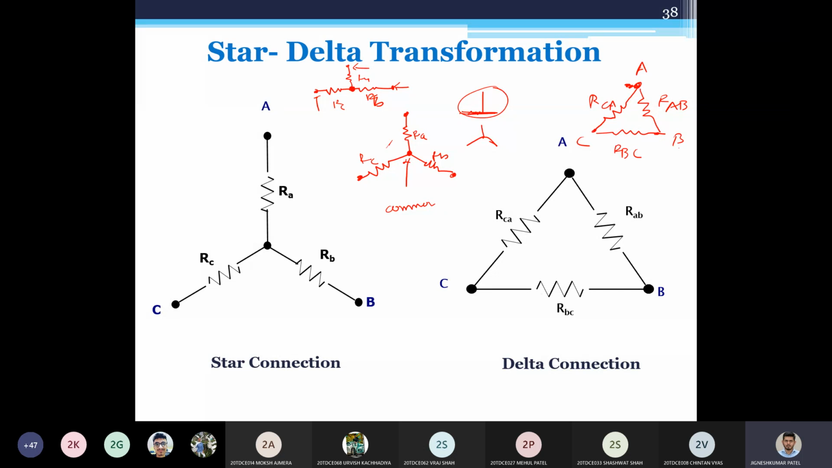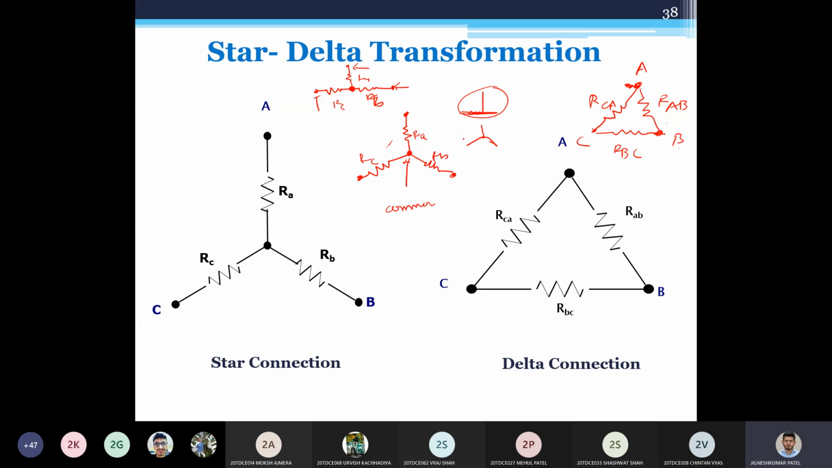Okay, so this is how you can find a star or a delta. You can identify a star or a delta using this unique feature. There is one common connection in case of star, and there is no common connection in case of delta. You can see always two resistors will be connected at one point, but there would be no connection where all are connected. See here, no connection. This is a star and this is a delta.